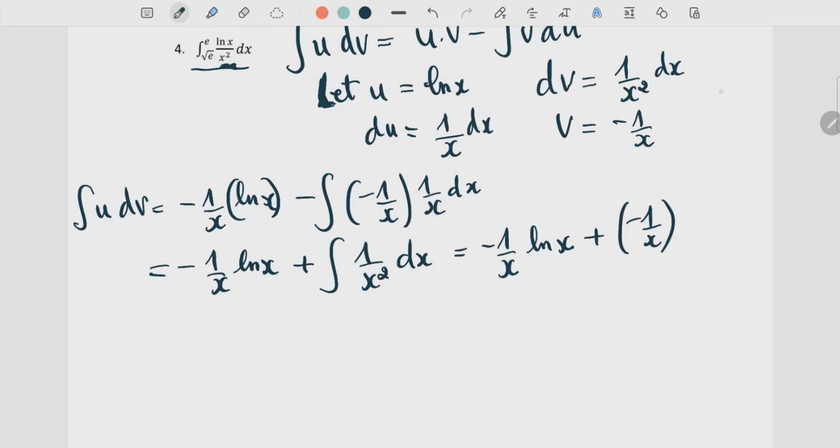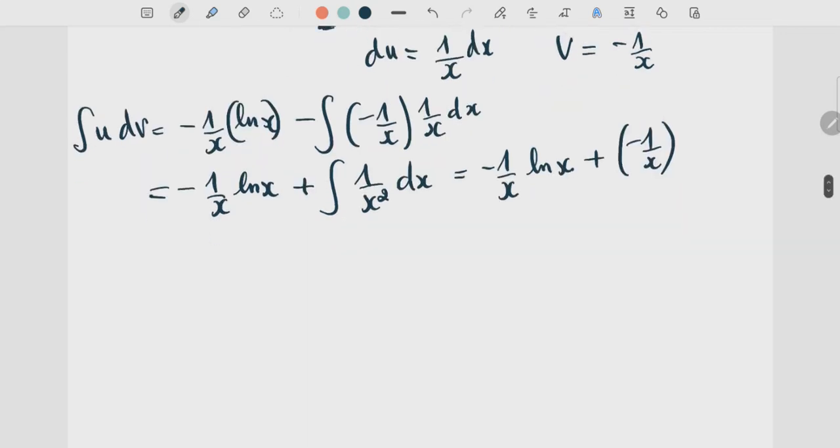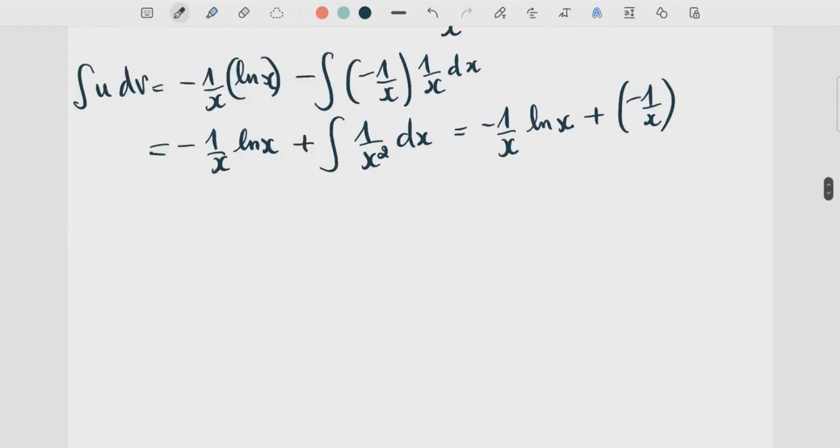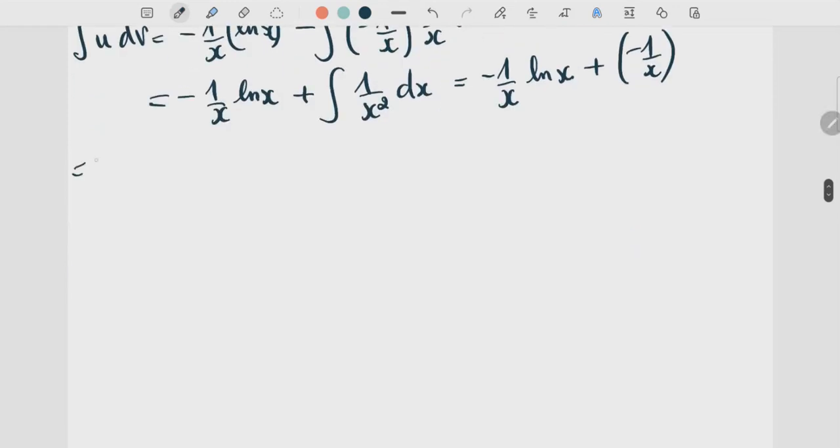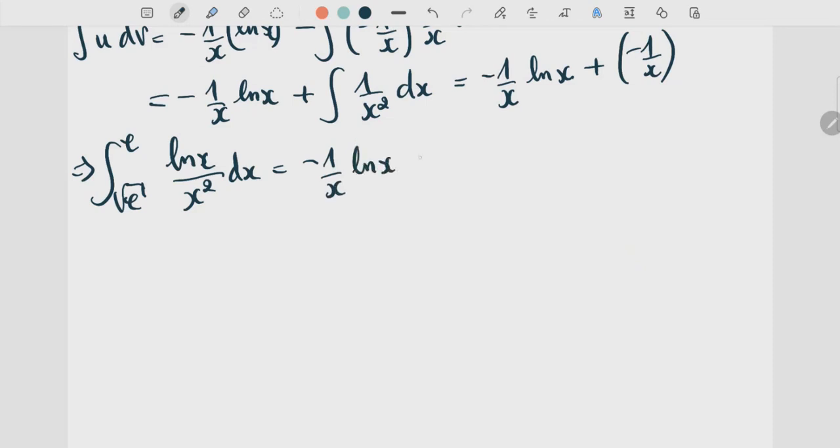So therefore, if we evaluate this between the boundaries that are given to us, our integral, which was the integral from square root e to e of ln x divided by x squared dx, was found to be negative 1 over x ln x, minus now 1 over x, and this is evaluated between those boundaries.